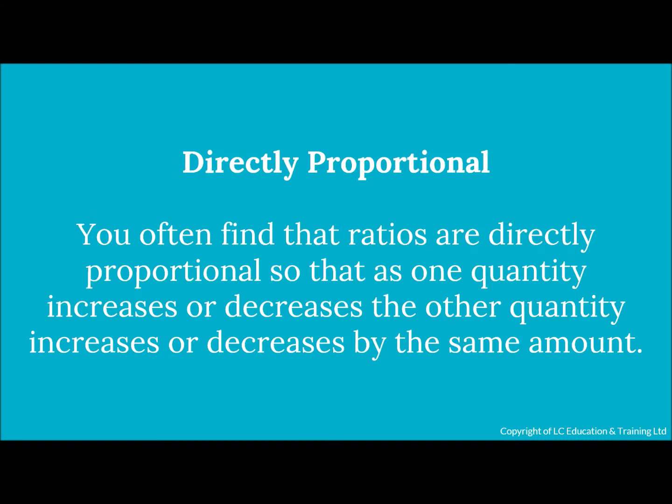One type of ratio is directly proportional. So a lot of the ones you'll come across on the test are directly proportional, which means that as one quantity increases or decreases, the other quantity increases or decreases by the same or in the same ratio. So by the same factor would be a better word to use. So if one quantity doubles, the other quantities automatically double as well.